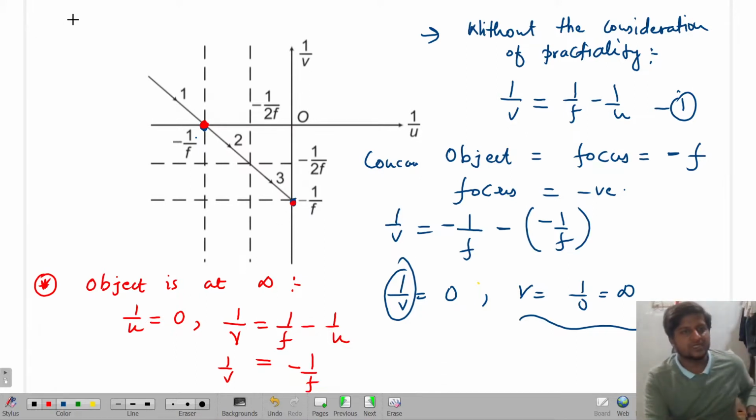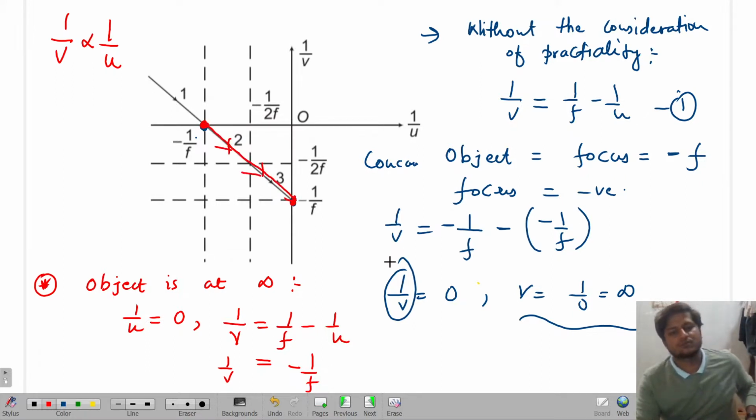You know that previously I already told you that 1 by v varies directly proportional with 1 by u. So what kind of graph will it be between f and minus 1 by f? It will be a perfectly linear graph. Understood or not? Gagan, yes or no? Yes, sir. Okay, I can join it this way, so the graph will be like this.